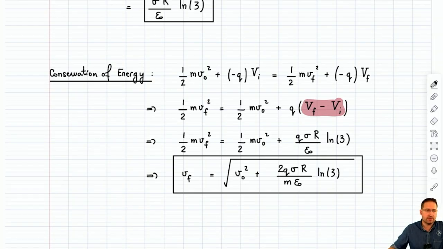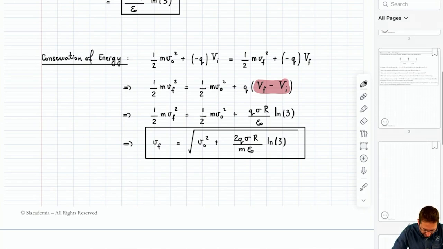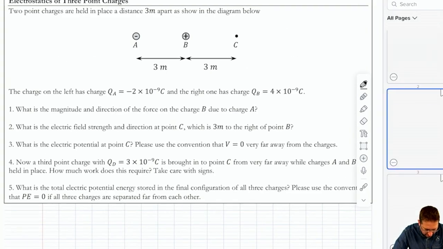if it's initially launched with a speed v0. Okay, so is it easier to understand what v is? Maybe not, but at least understand why we need it. We need it to apply conservation of energy. All right, so that's to illustrate how to use that formula. V final minus v initial is minus the integral of E dot dr.